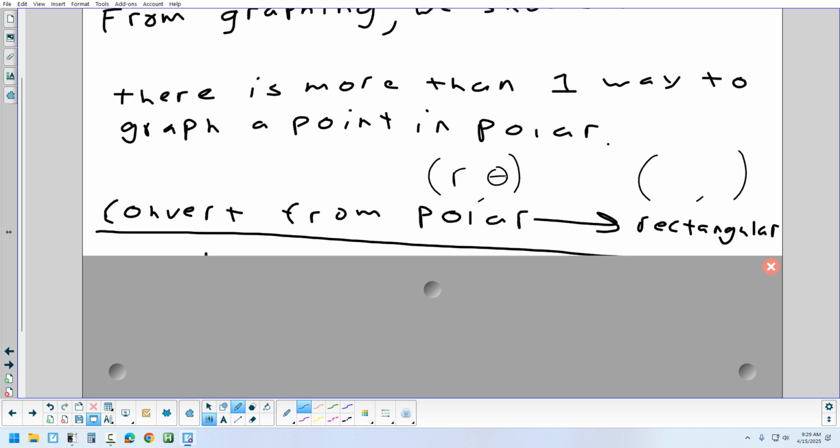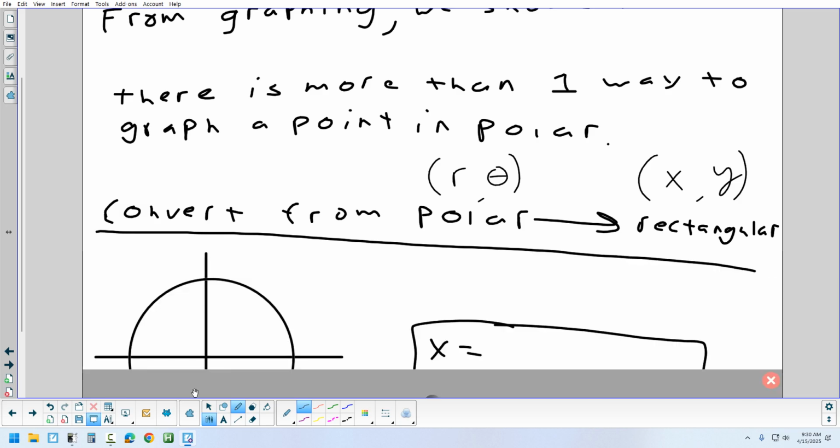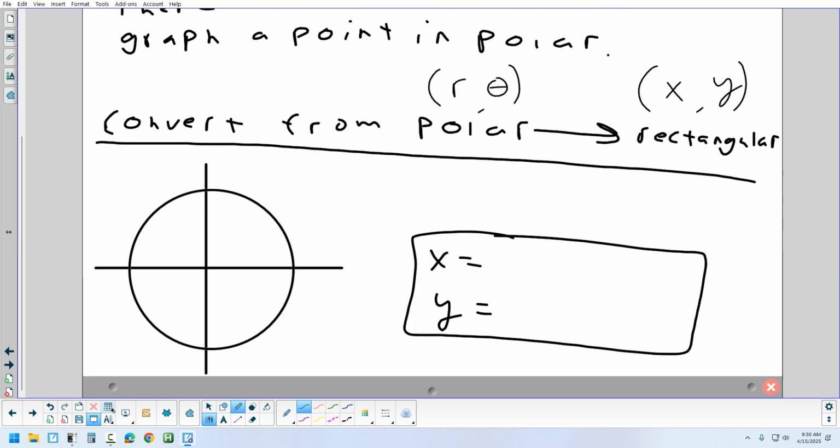In rectangular, they don't give you an r and a theta. They give you a different way of describing location. They give you an x and a y. So the goal is going to be to come up with a formula that you can plug an r and a theta into and get an x, and then plug into another formula and get a y. Okay, so let's see if we can figure that out.